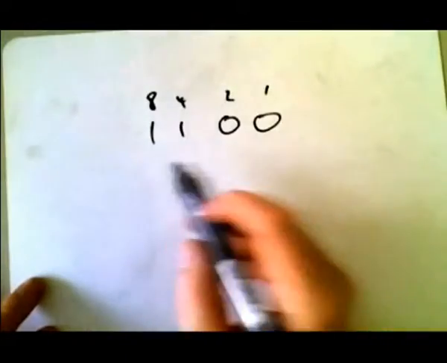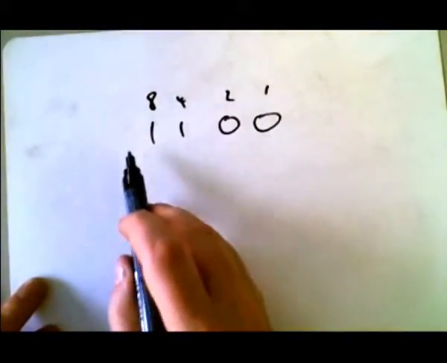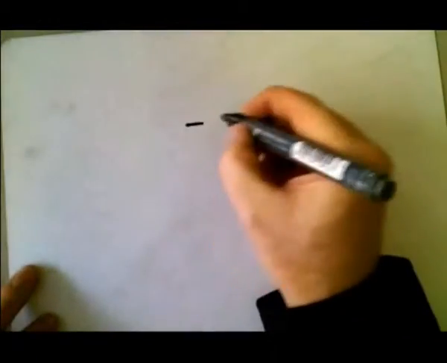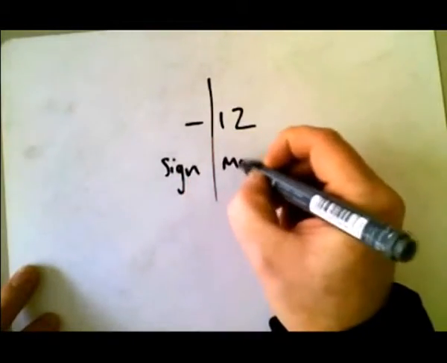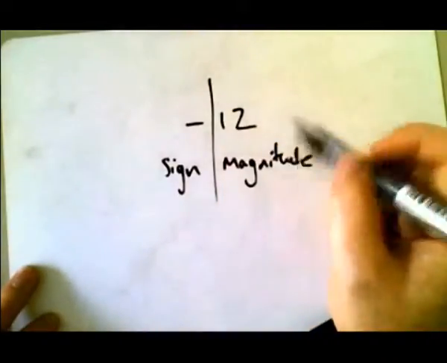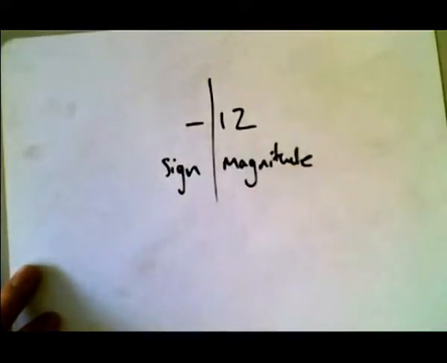There's a couple of ways we can do negative numbers, and the easiest one probably is sign and magnitude. With sign and magnitude, we say the most significant bit, the one furthest to the left, indicates the sign, and the other bits indicate the magnitude, or the size. So if we say minus 12, this bit here is the sign, and this bit here is the magnitude. The first bit tells us whether it's positive or negative, and everything else tells us how big the number is.